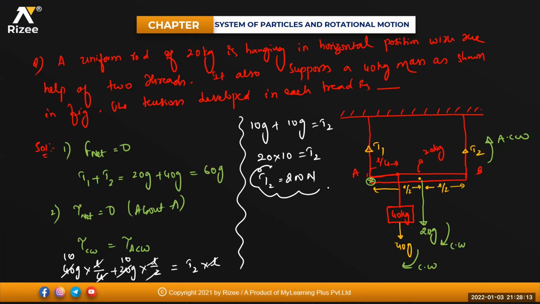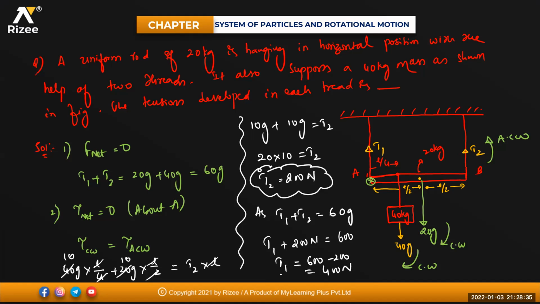If T2 is equal to 200 Newton, T1 plus T2 is equal to 60g. T1 plus T2 is how much? That is 600 Newton. So T1 will be equal to 600 minus 200. That will be equal to 400 Newton. So T1 is 400 Newton and T2 will be equal to 200 Newton.